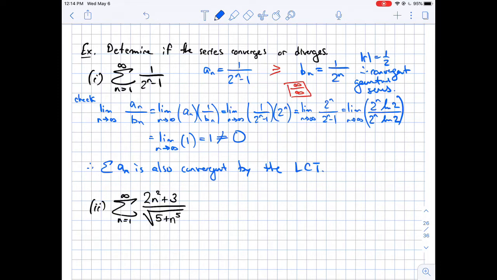And so that's the setup here. You might try the regular comparison test. The regular comparison test might fail you, and so you can go and try the limit comparison test if you're still convinced that an and bn might have the same behavior. So now let's go and look at a second example.